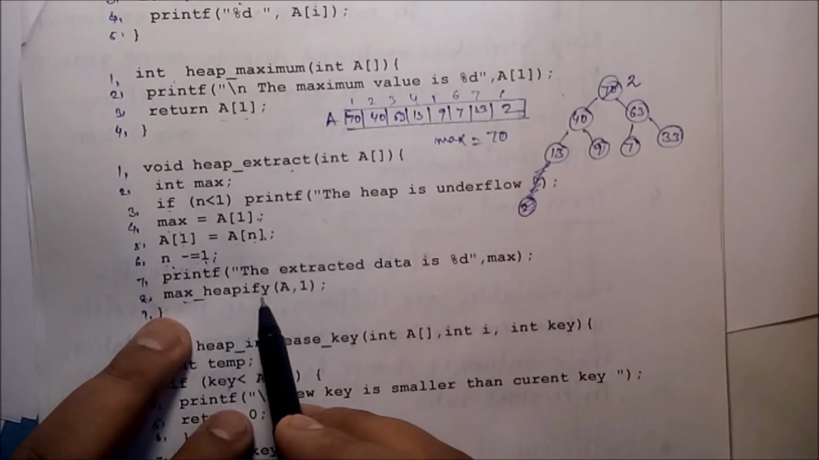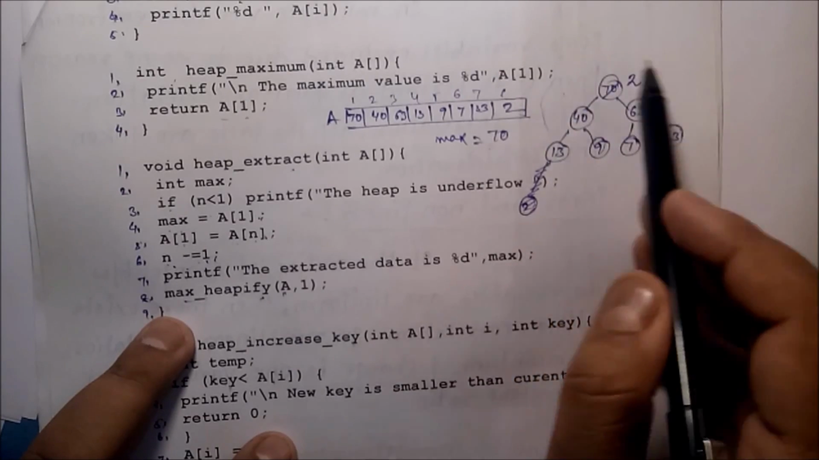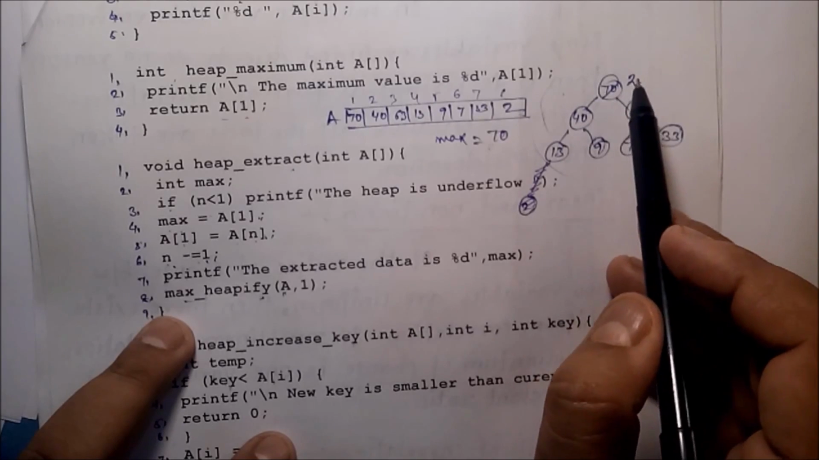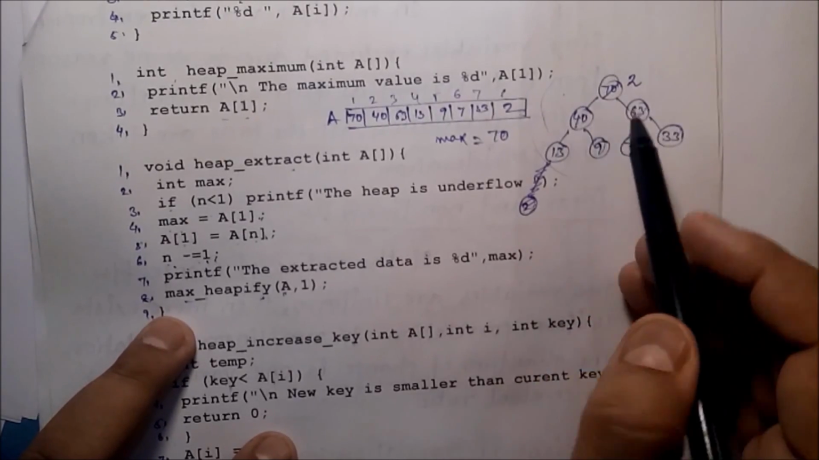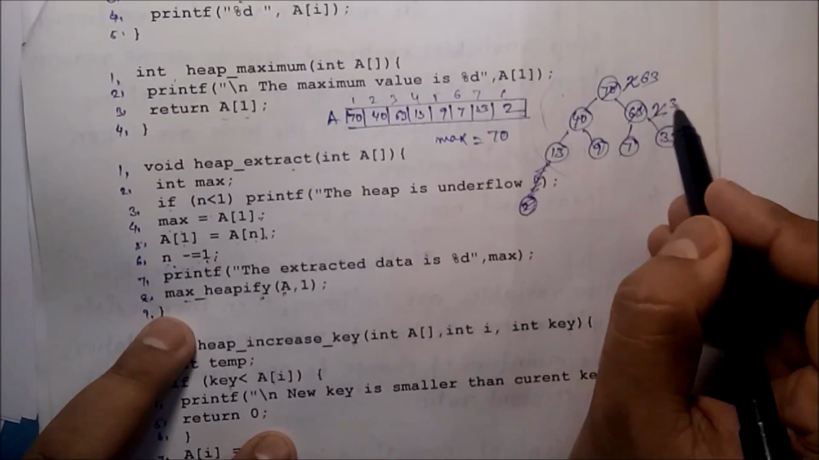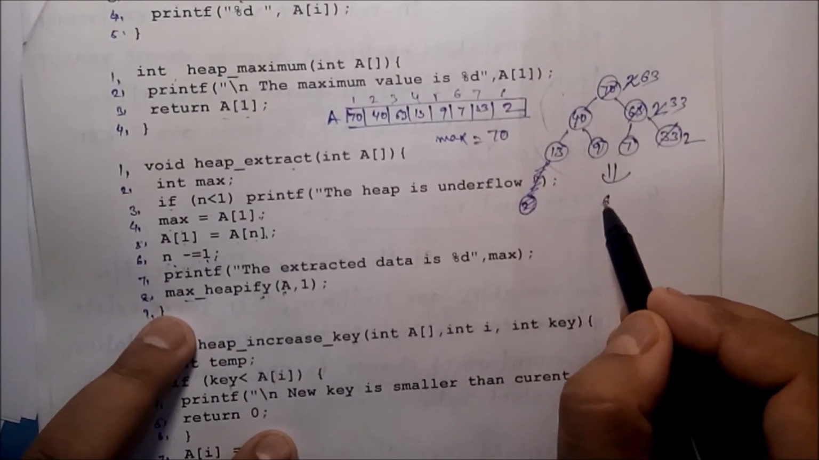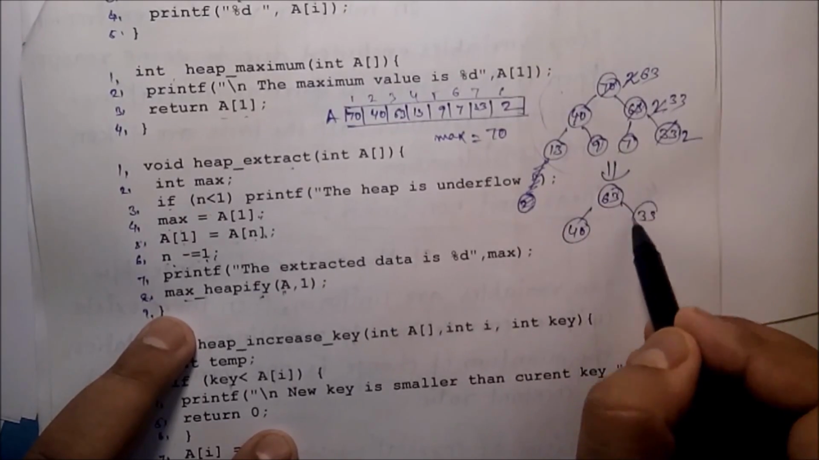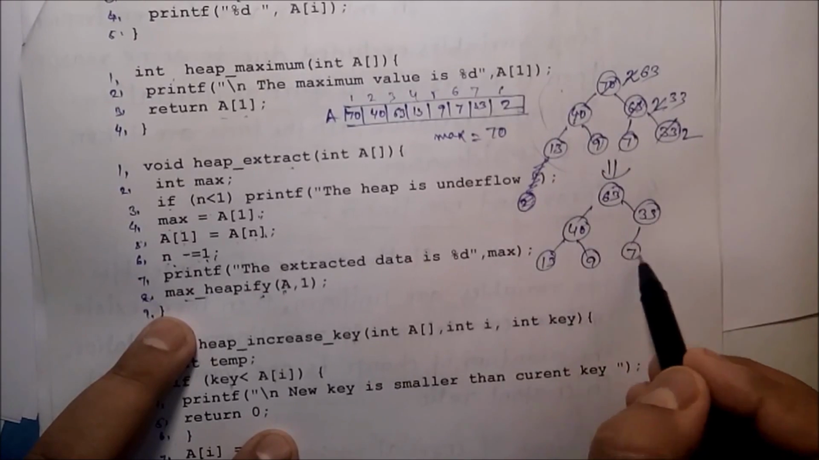Apply maxify. With maxify, we have to convert this tree into a max heap once again. It is not a max heap because the root is smaller than 40 and 63. So compare these two and swap with the larger one, then compare 33 and 2. After that the tree will be 63, 40, 33, 13, 9, 7 and 2.